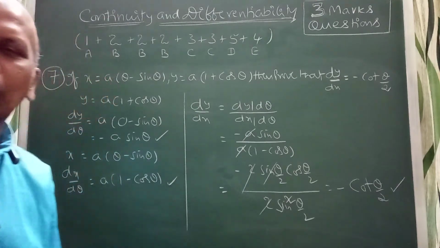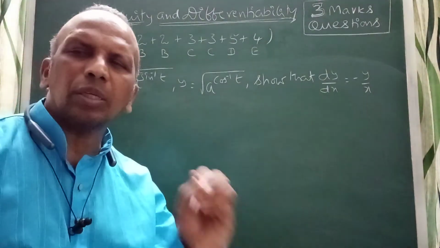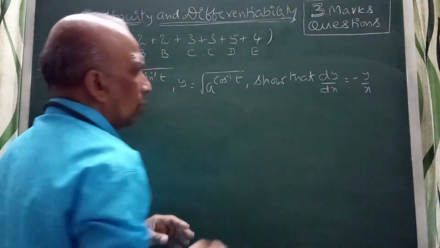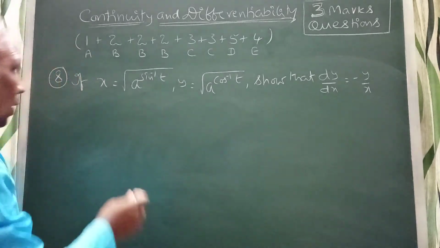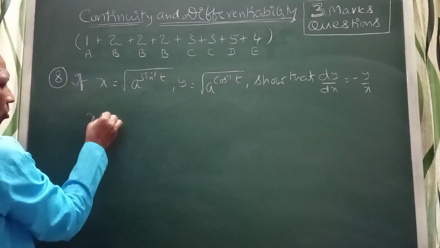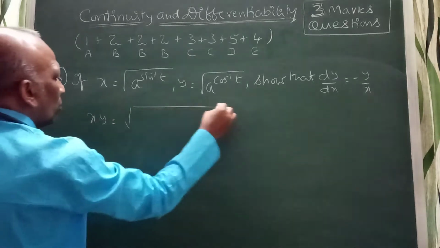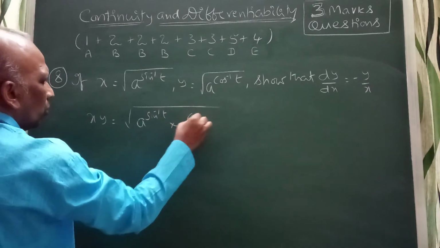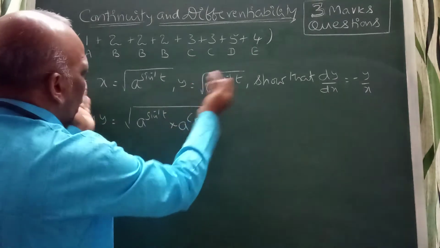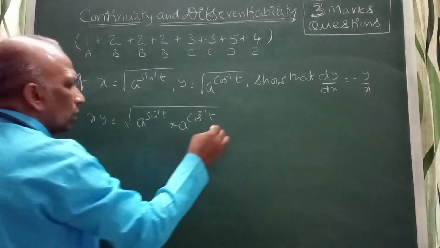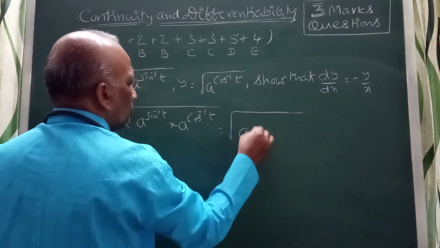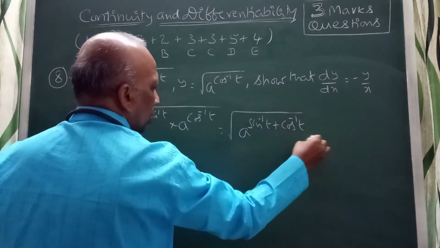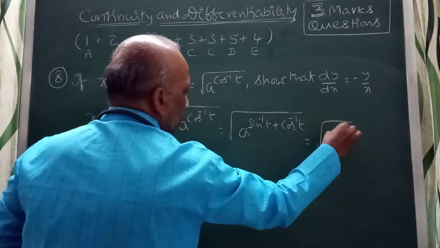I will do the next problem now. See, this problem is very simple but a most important problem. Here x and y are given. They are asking to prove that dy by dx is minus y by x. So if you take x into y, you multiply xy. I can multiply a power sin inverse t into a power cos inverse t. Both have a root, inside I can multiply. This will become a to the power of sin inverse t plus cos inverse t. But we know that this is a to the power of pi by 2.